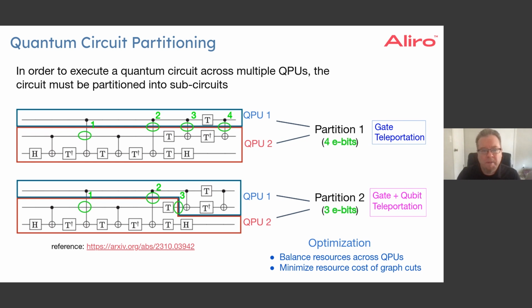Overall, you can think about the partitioning process as an optimization problem where we want to balance the resources across QPUs in some appropriate way. We want to minimize the resource cost of the graph cuts. Balancing the resources, if the QPUs have roughly the same capability, would translate into roughly the same computation, load balanced across the QPUs. Or if one QPU has more computational resources available, then you would balance those resources according to the capability of the QPU.